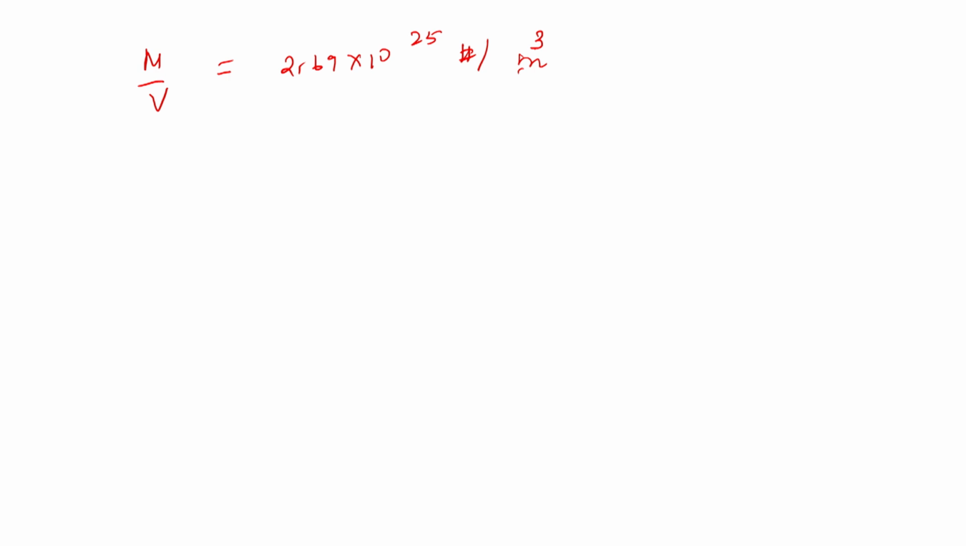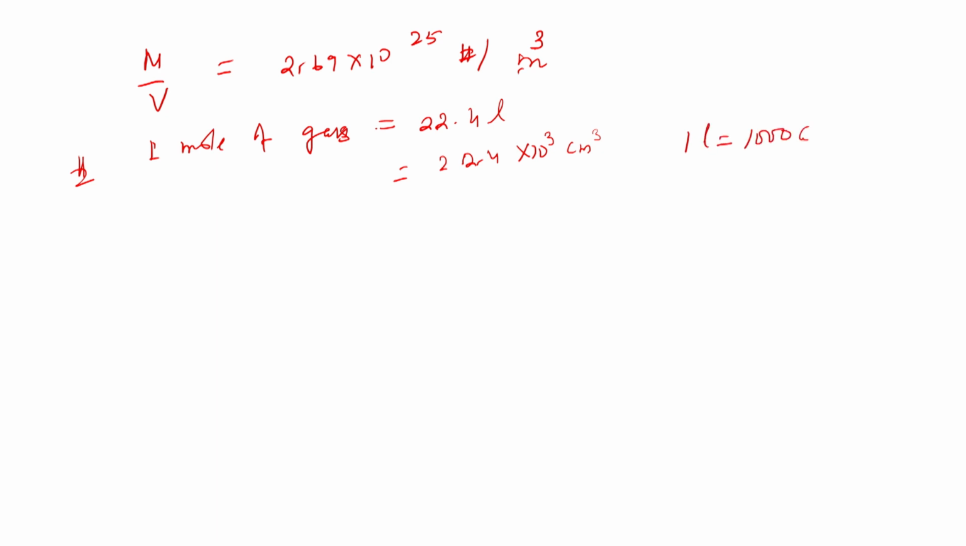Now, this is one way to calculate this number. Remember this number, because it is very important when we do calculations for the Dobson unit. Similarly, I give you another very important example where the calculation is a little bit easier. How will we do it? We know that 1 mole of any gas is equal to 22.4 liter, and that is 22.4 into 10 to the power 3 centimeter cube, because 1 liter is equal to 1000 cc. We know this.